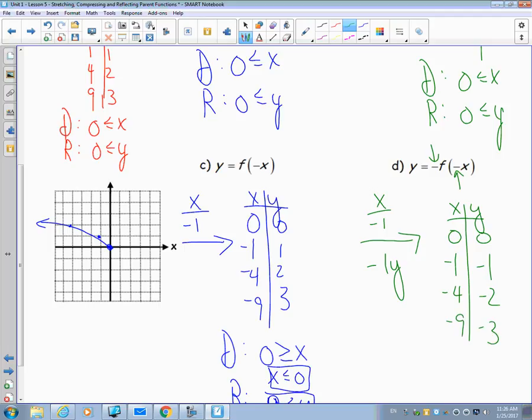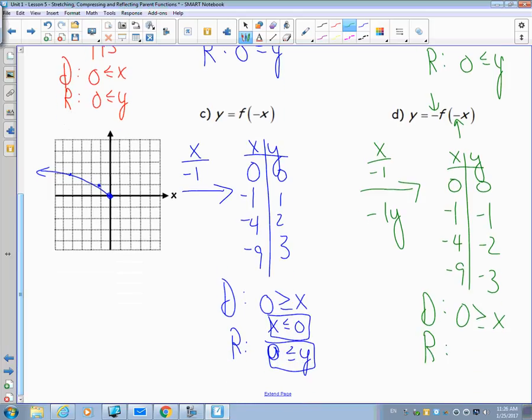What's going to happen to our domain? Our domain, I got my 0, but I got to flip the order. My range, I got the 0, but I've got to flip the order. So in other words, x is less than 0, so left of the y-axis, and y is below 0, so below the x-axis. So if we graph that, 0, 0, -1, -1, -4, -2, and so on. And a double reflection. Got reflected one way and then the other way.